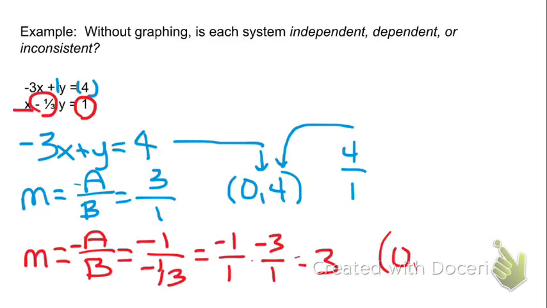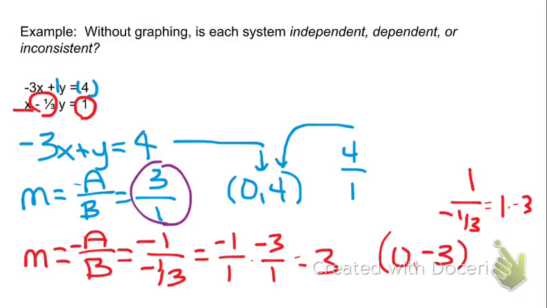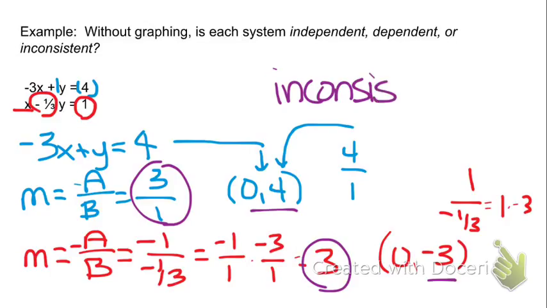So that's 1 divided by -1/3. That would be 1 times its reciprocal, -3. Thus 0, -3. That means we have a system where the slopes are identical, but the intercepts are not. That means that this system is inconsistent. Equal slopes, unequal intercepts, inconsistent system. These lines would be parallel.